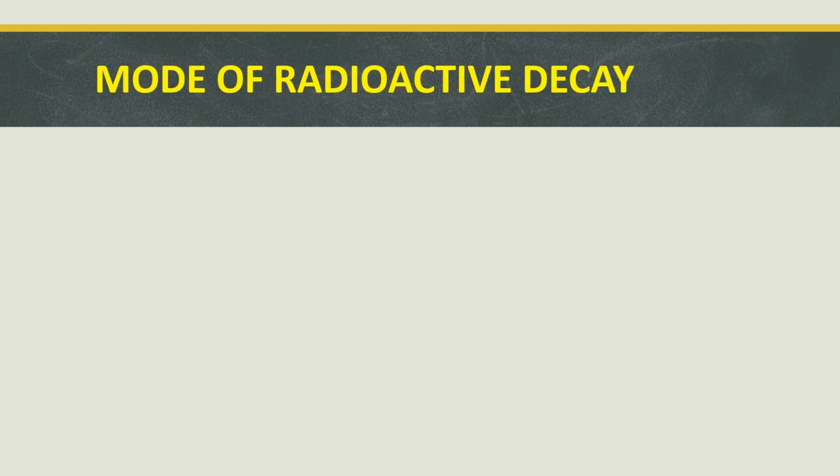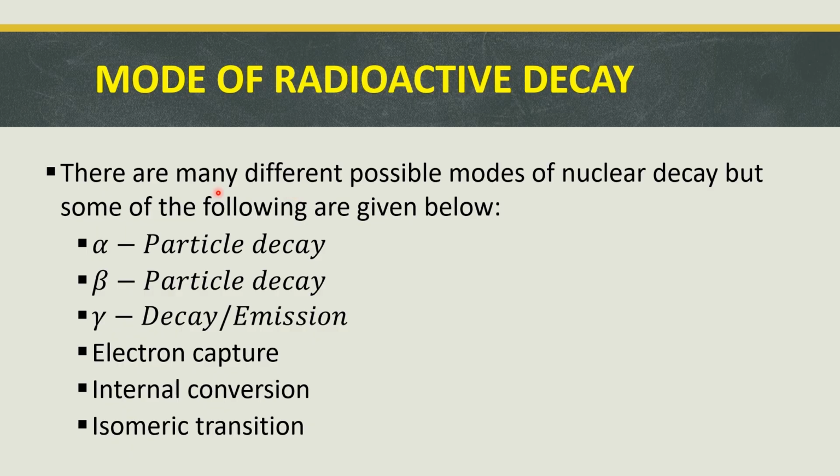Mode of radioactive decay. There are different possible modes of nuclear decay or radioactive decay. Commonly they are alpha particle decay, beta particle decay, and gamma decay or gamma emission. In alpha particle decay there is alpha decay, and in beta particle decay there is beta plus decay, beta minus decay, and electron capture. In gamma decay there is gamma decay, internal conversion, and isomeric transition or internal pair conversion.